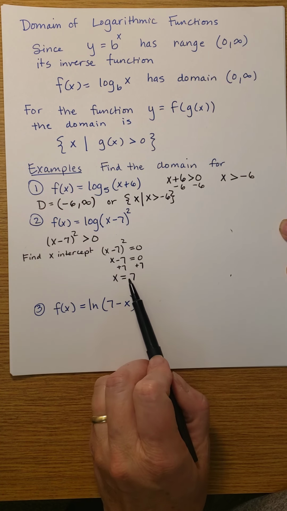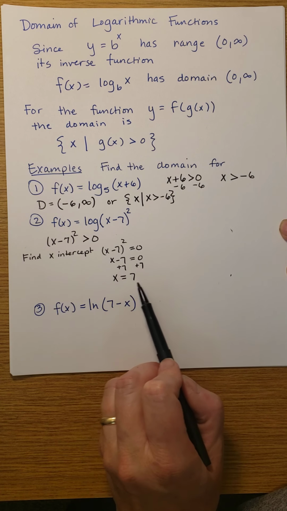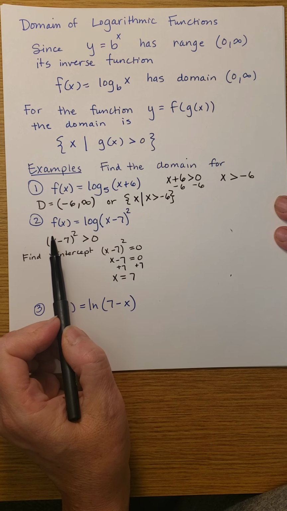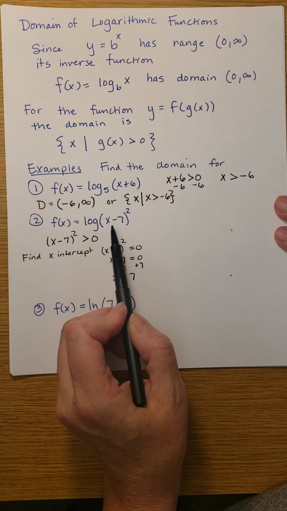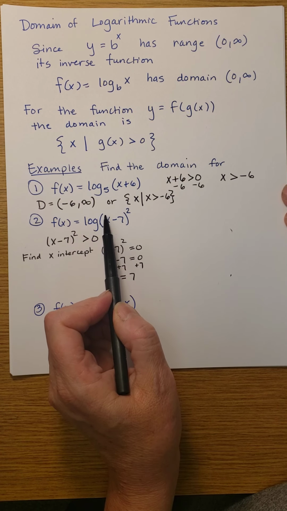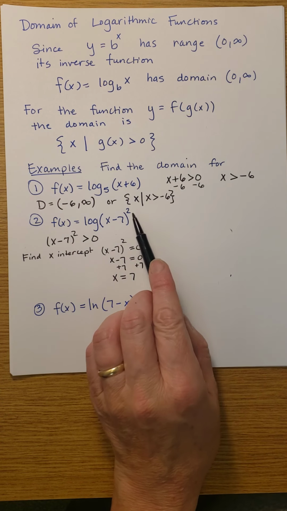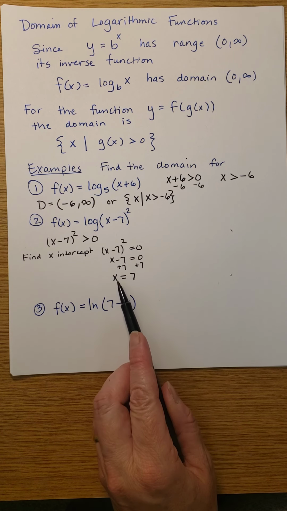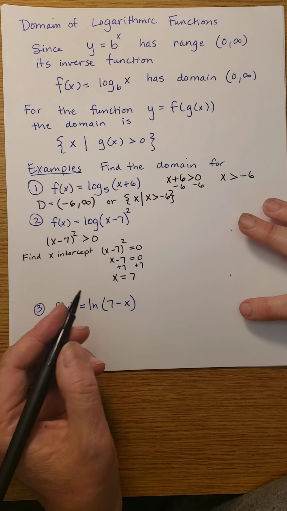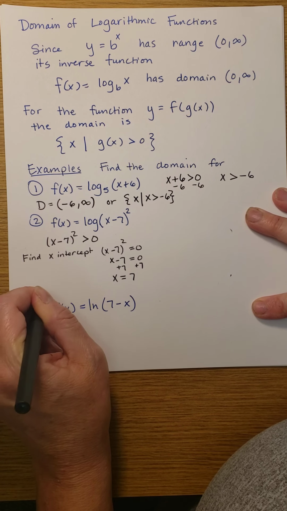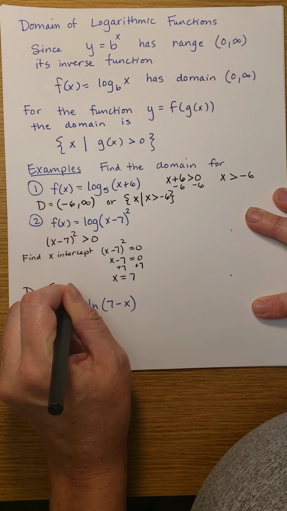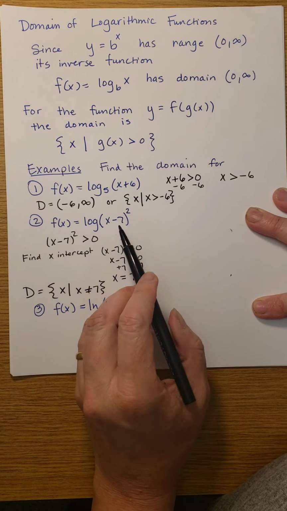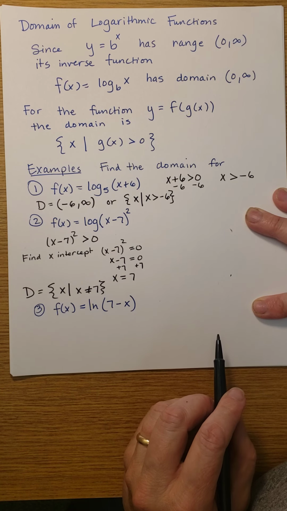So when x is equal to 7, then we have a problem because what's inside the log will equal 0. Otherwise, this is just going to be a positive number, because a square is always positive or 0, and we know it's equal to 0 when x equals 7. So we just need to know that the domain is the set of all x such that x cannot equal 7. Because remember, this value inside cannot be 0.